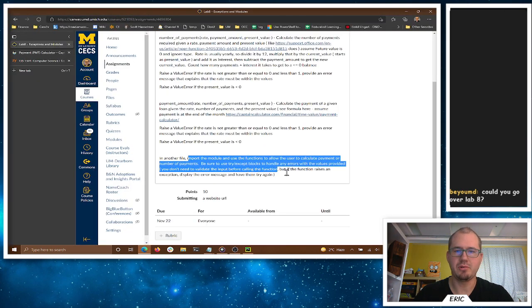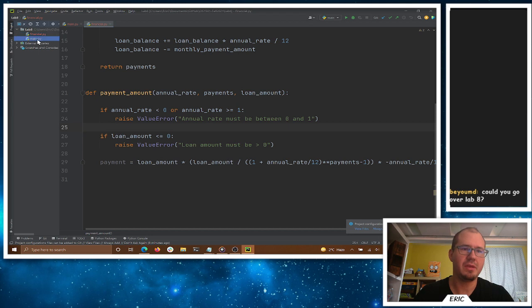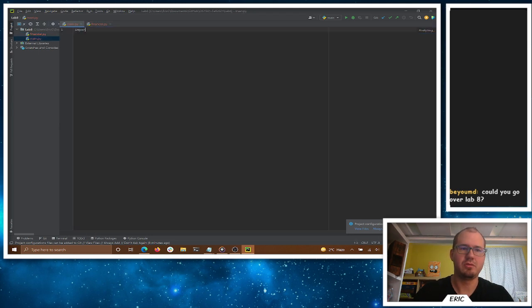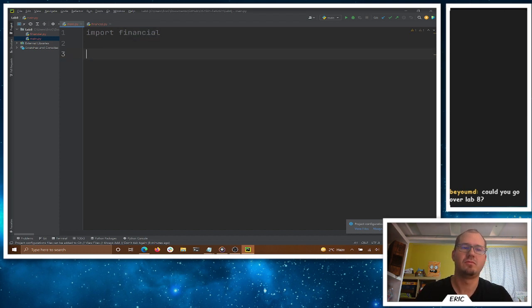And another file, import the module, use the functions to allow them to calculate payments or number of payments. Be sure to use our try and accept block to handle any errors. Okay, so that's in our main then. Now to import financial. If we wanted to say from financial, we could import the specific functions, but now it's just financial dot number of payments or payment amount. So we can ask them.